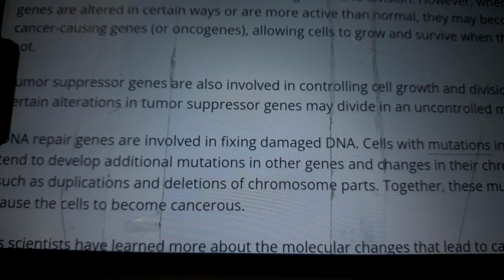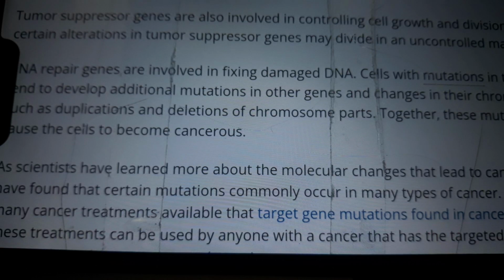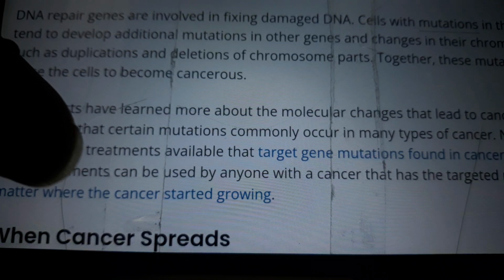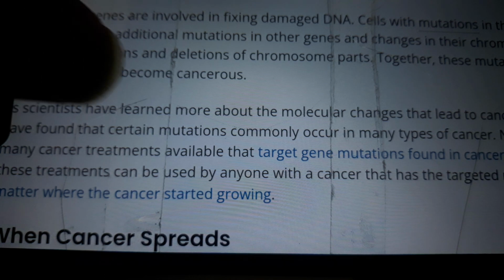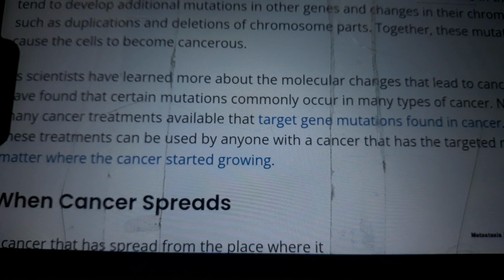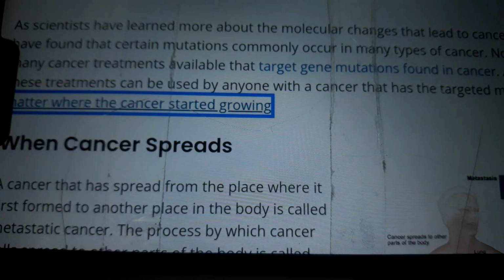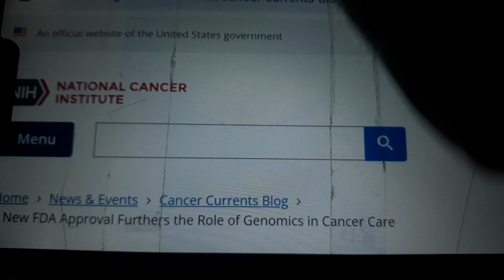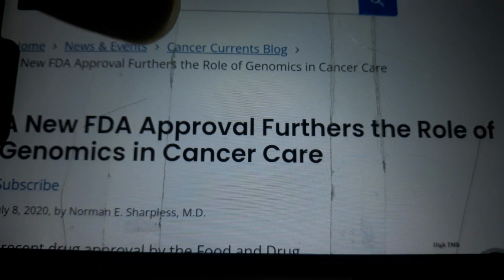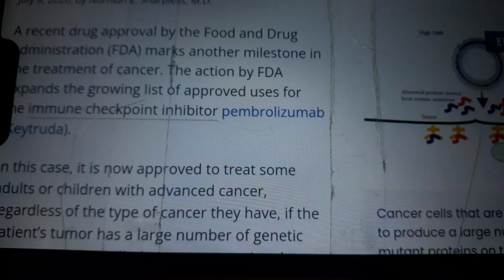So while we read on them, we did finish on proto-oncogenes, and tumor suppressor genes are also involved in controlling cell growth and division. Cells with certain alterations in tumor suppressor genes may divide in an uncontrolled manner. And DNA repair genes are involved in fixing damaged DNA. Cells with mutations in these genes tend to develop additional mutations in other genes and changes in their chromosomes, such as duplications and deletions. Okay, so what was that we did? New federal approval, further, is the role of genomics in cancer care.